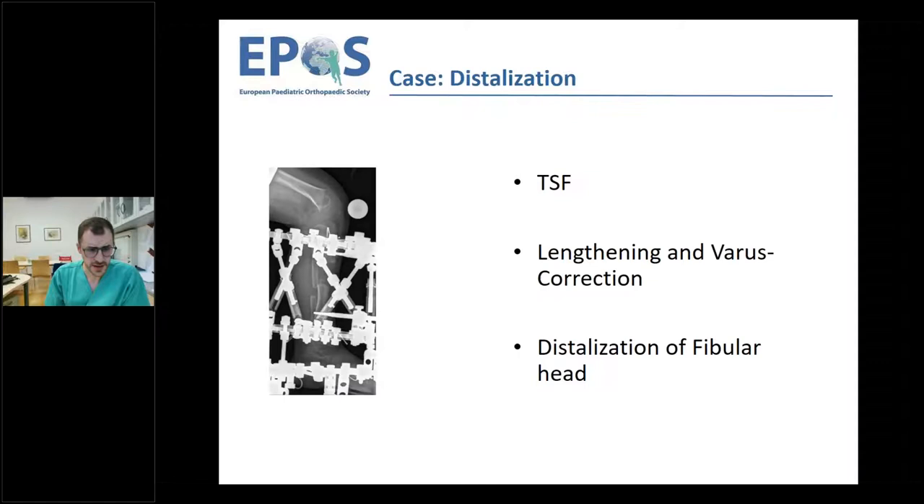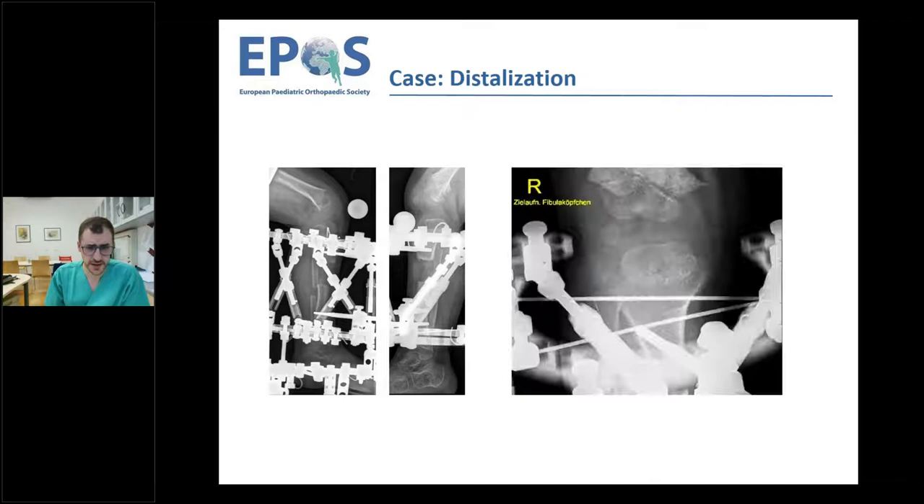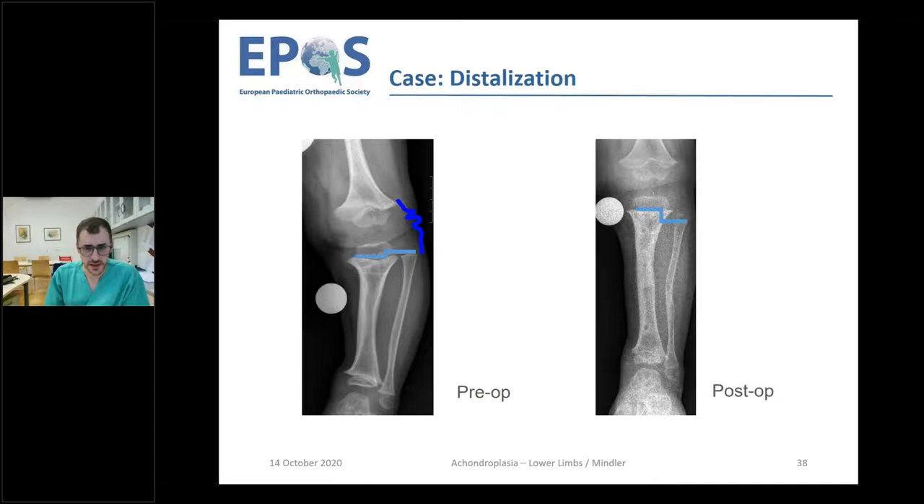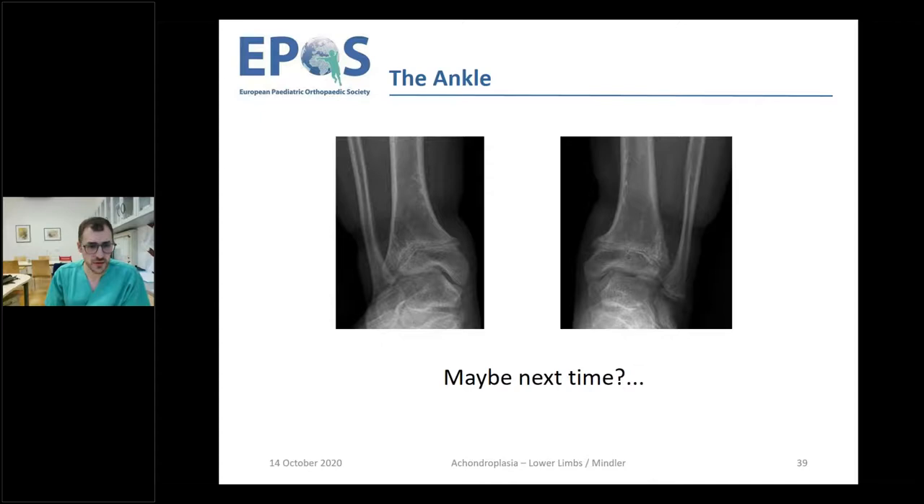In this case, we again used a TSF and did lengthening and varus correction, and we did the distalization of the fibula head. So this was preoperative, and this is postoperative. The head is more distal, and the lateral collateral ligament is tightened. The ankle is a very important topic, but unfortunately, there is not enough time today to discuss this.